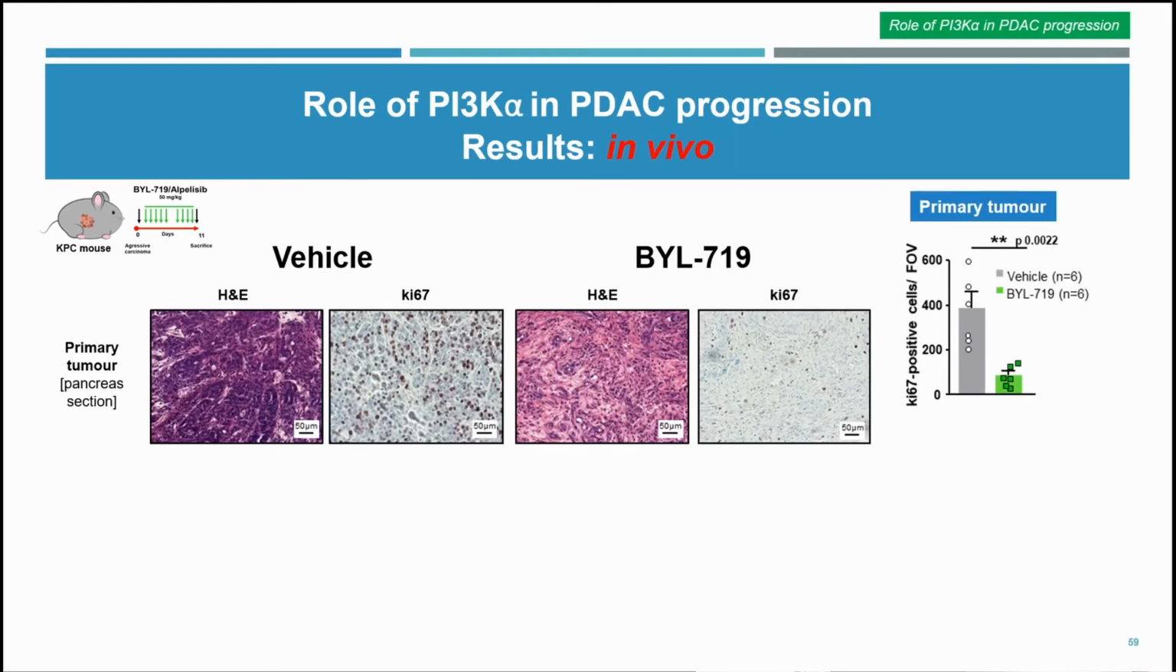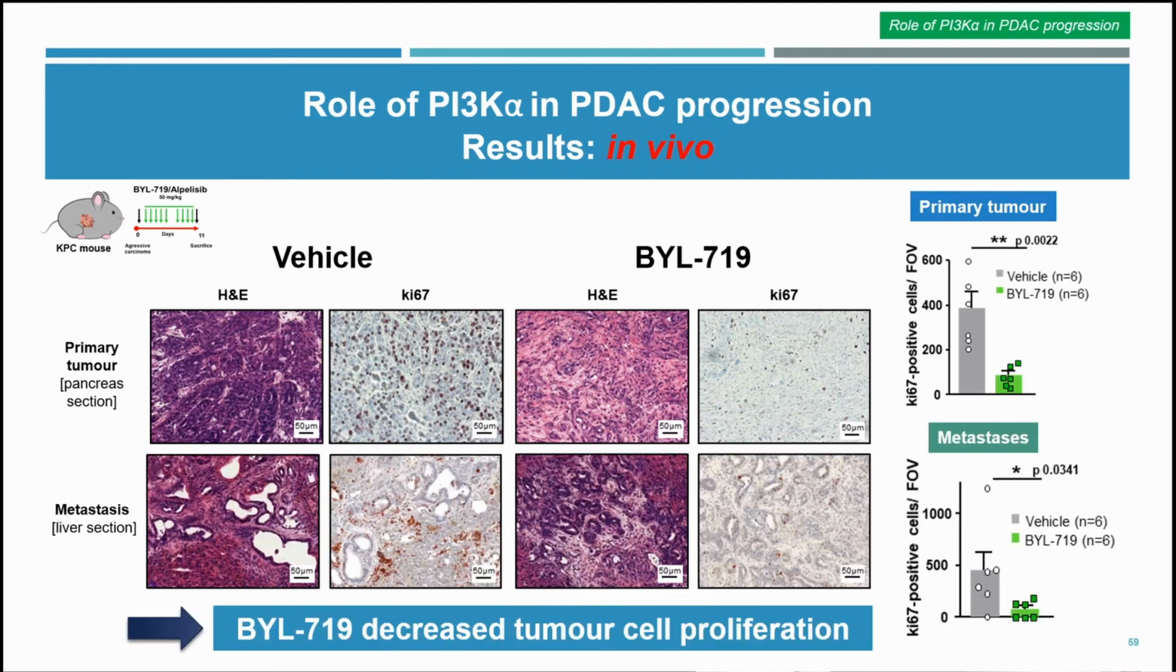So, besides these effects on delaying tumor evolution, we also observed a decrease in the proliferation of cancer cells at the primary tumor and at metastatic sites.